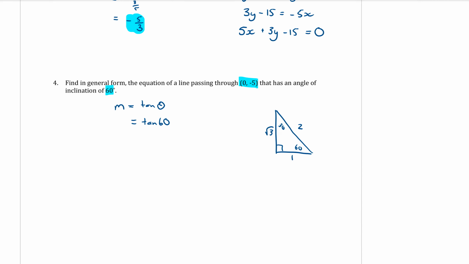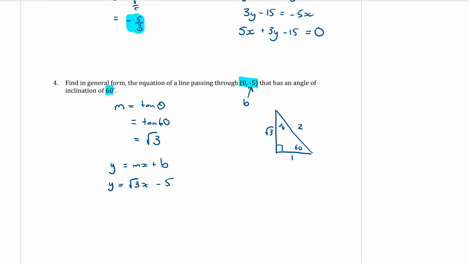Tan of 60 is opposite over adjacent, which is root 3 over 1, or just root 3. So I want to use that gradient, and I want to use this point over here. It's (0, -5), so we can just take that minus 5 as our b value again, and we can put that into our y equals mx plus b. We're going back to the shorter method of doing it. So that will be y equals root 3 x minus 5.